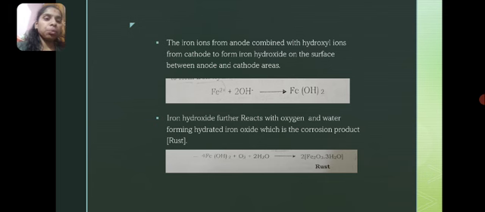4Fe(OH)2 plus O2 plus 2H2O gives 2Fe2O3.3H2O. This is rust.